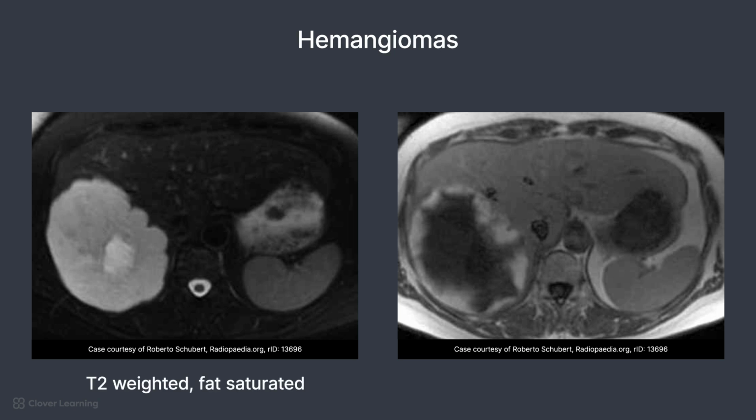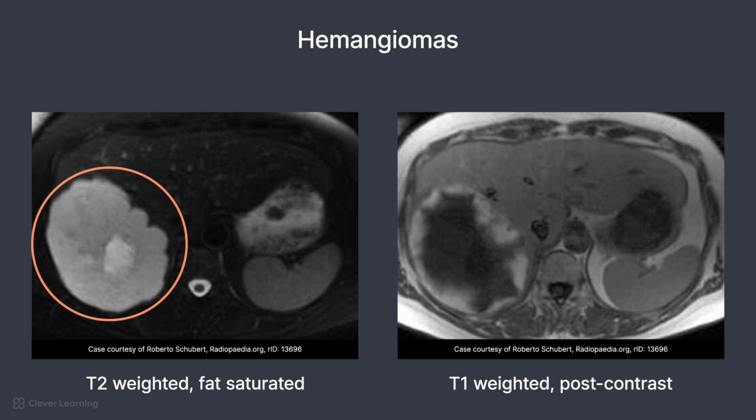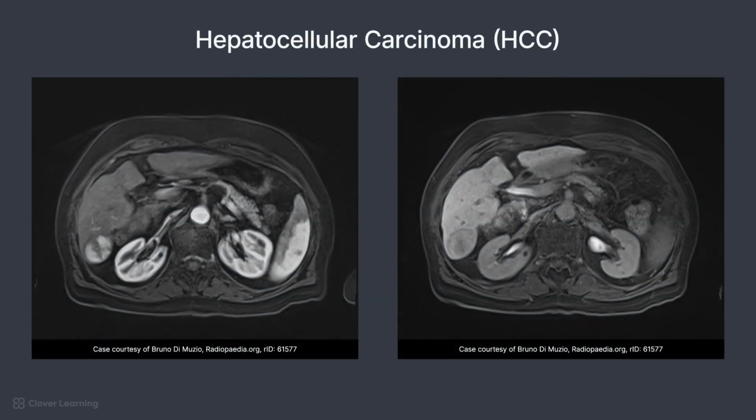On a T2 weighted image, these appear as hyperintense or bright like a light bulb. T1 weighted images show hypointensity, and post-contrast imaging demonstrates some peripheral enhancement. Hepatocellular carcinoma, or HCC, is a type of primary liver cancer that appears bright on a T2 weighted image.